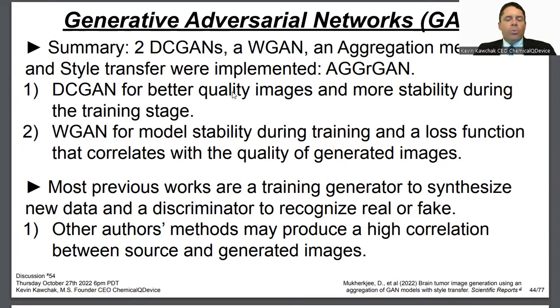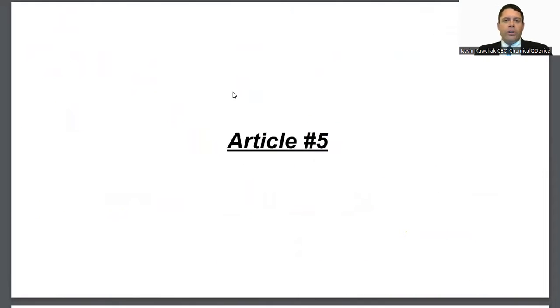And the reason why they use these is so DCGAN is for better quality images and more stability, and then WGAN is for model stability during training and a loss function that correlates with the quality of generated images. Now, keep in mind, most of the previous work, and this is where they're saying this paper kind of stood out, is that their other work using a single discriminator aggregator doesn't stack up as well, and they may get higher correlation, which in this case, correlation is bad. You don't want two images that look the same.